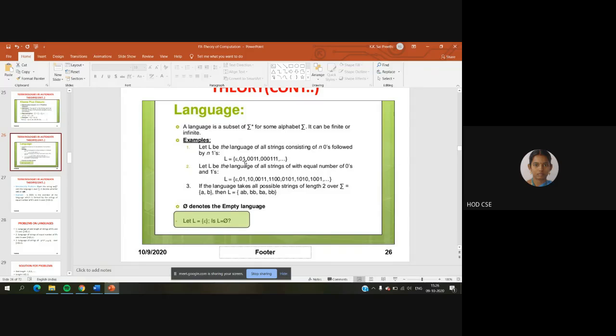Very similar to the empty string, here also we can have an empty language. The empty language is represented by the null symbol, phi. The empty language is not equivalent to the empty string. Even if your language contains the empty string, that language is not called the empty language.